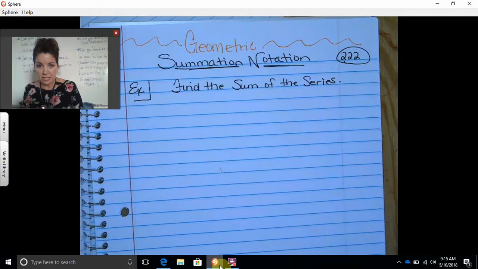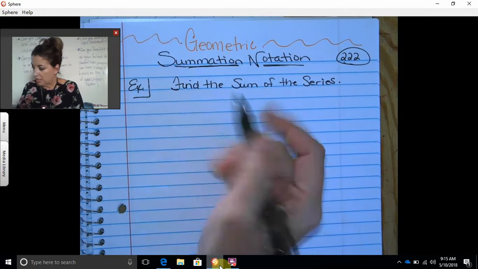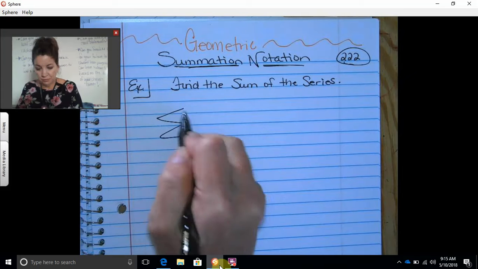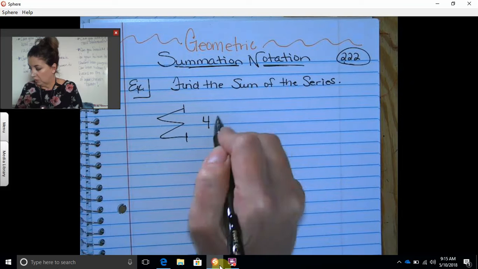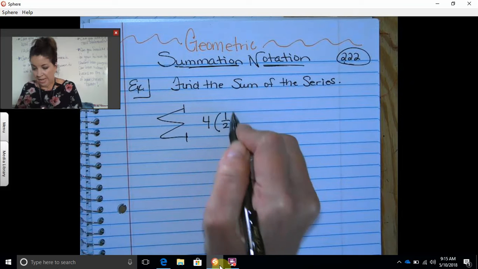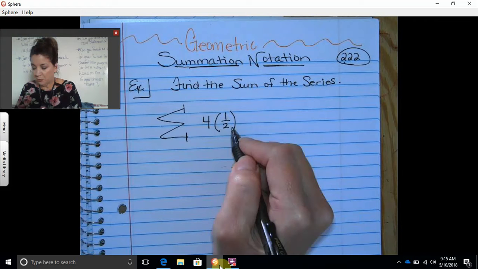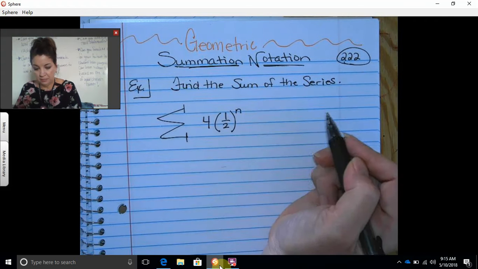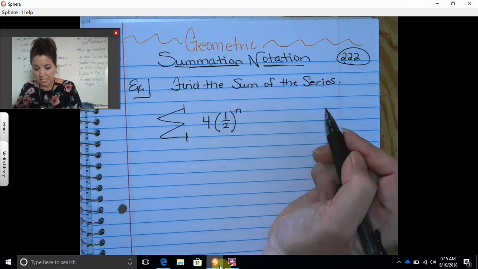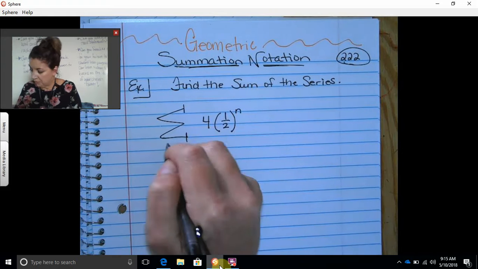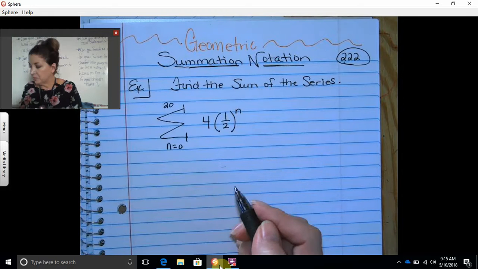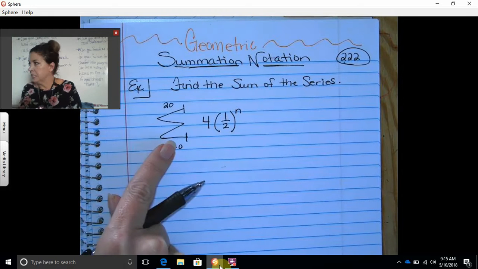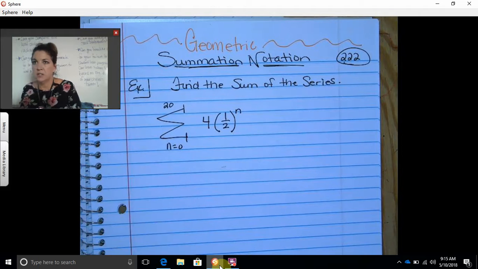So we still have that sigma. The sum of 4 times 1/2 raised to the n for values of n from 0 to 20. And sometimes you won't even have an n equals 0, it'll just be a 0 and a 20. If it has n equals 0 or just 0 down there, it doesn't make a difference, it's the same thing.